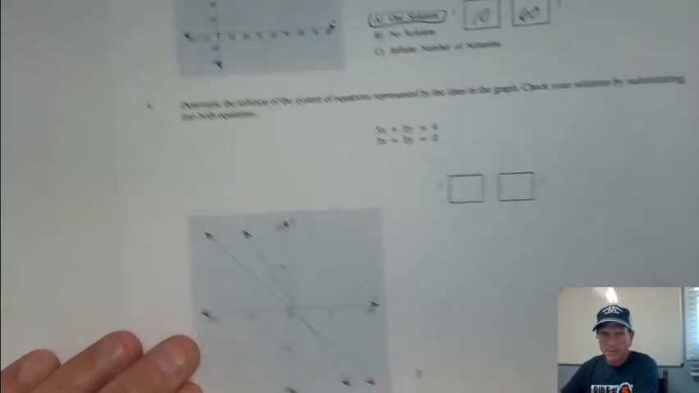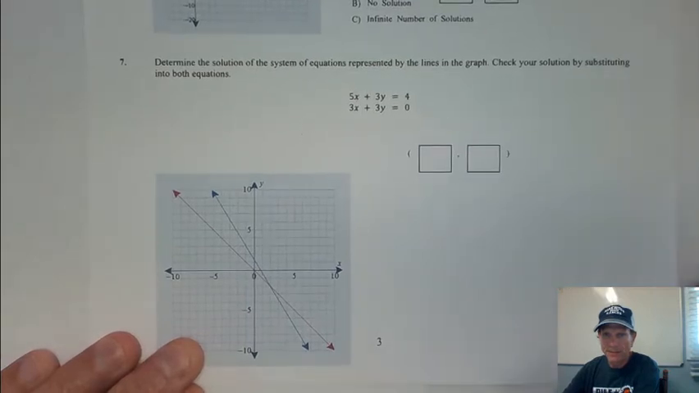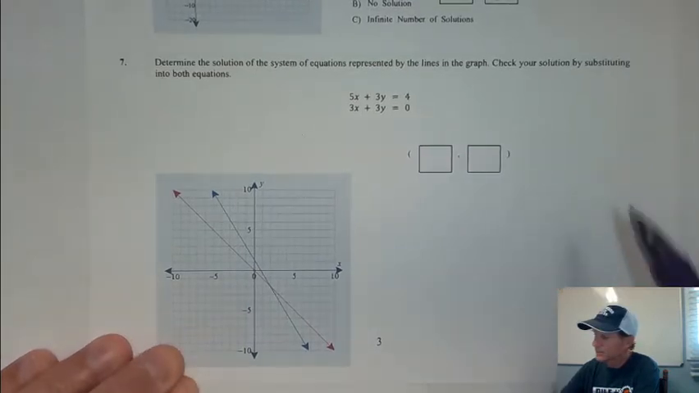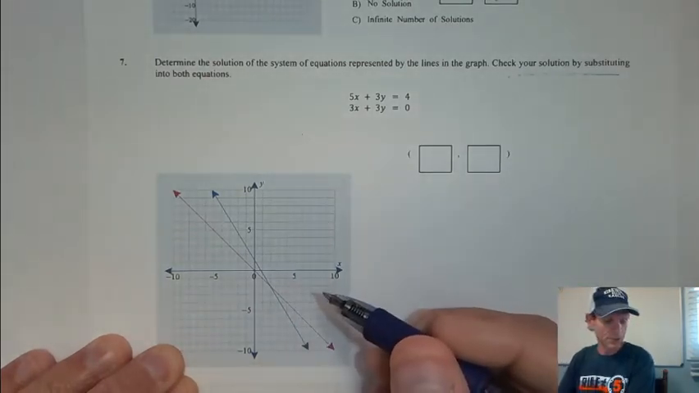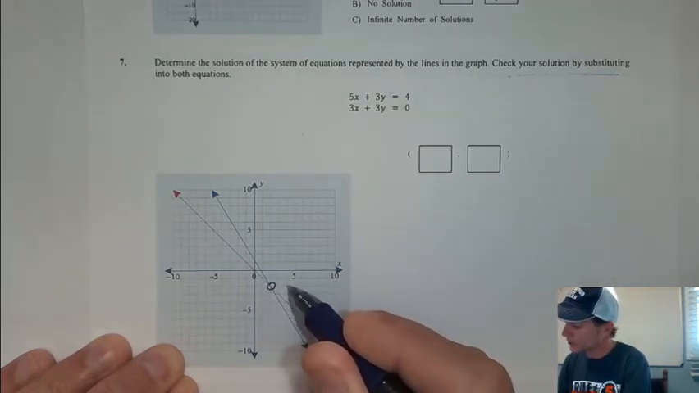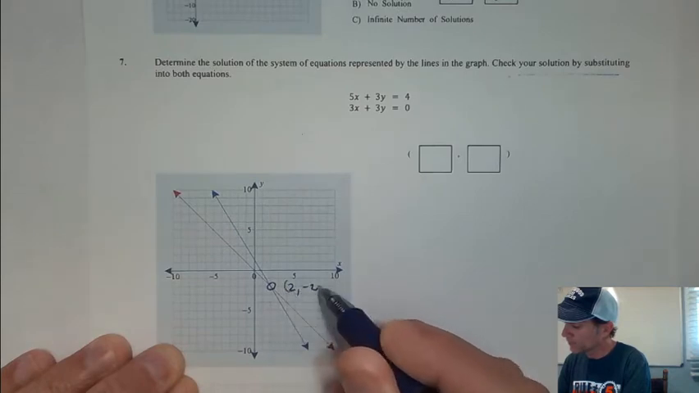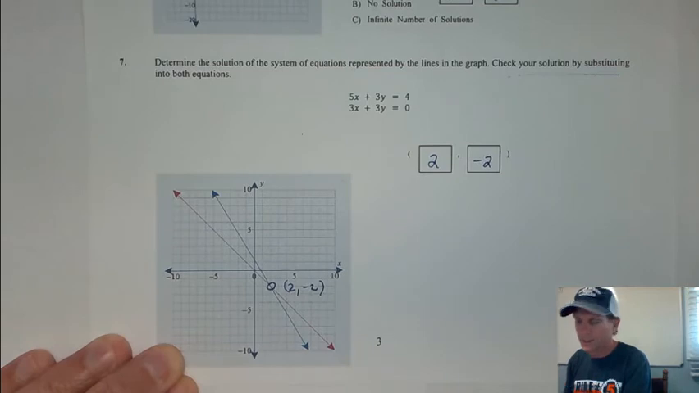Alright, this last problem, maybe one of the easiest ones here, and they save it to last here. It does say check your answer with substitution, but we know that the solution occurs at the intersection, and this intersection is at 2, -2. And so we just read that off. They already gave us the picture, and we can test those values for x and y into the equations, and I promise you they're going to work. Okay.